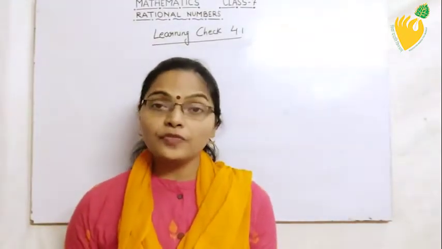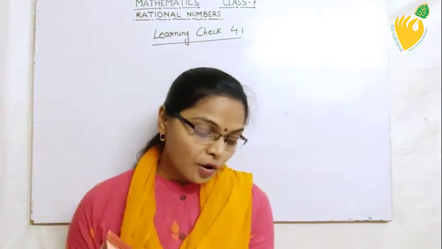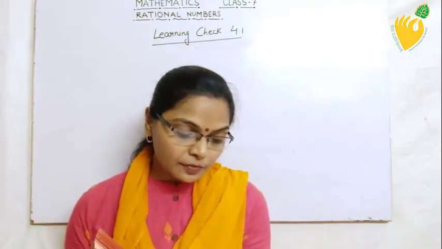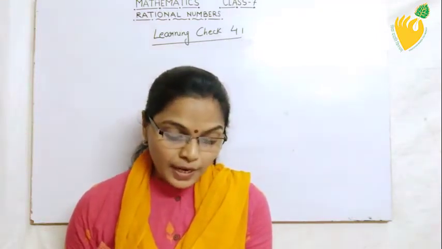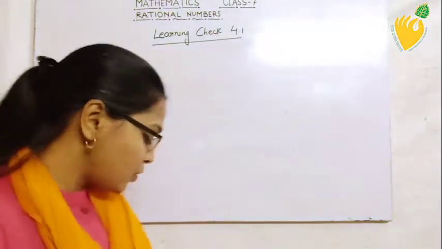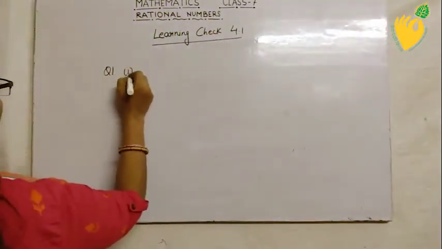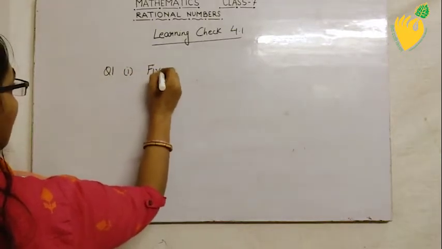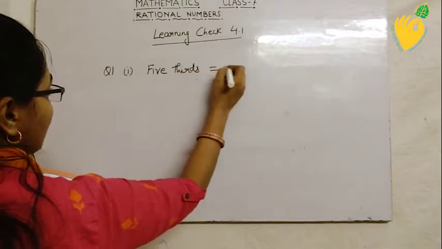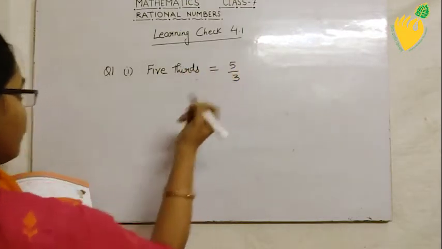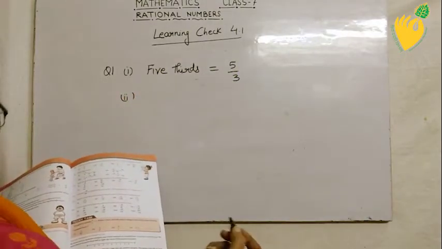Now let's do some questions from the Learning Check 4.1. Question number 1 is, write the following words expressing rational form into the form p upon q where p and q are integers. The first one is 5/3. What is the first one, students? 5/3. You can write 5 upon 3. It is simple.